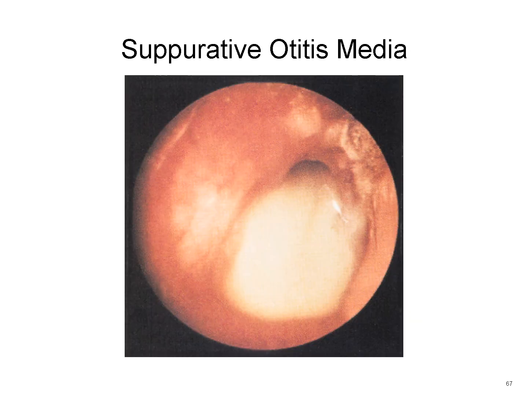Suppurative otitis media involves infection and the buildup of pus behind the eardrum. Symptoms include fever, pain, hearing loss, and sometimes ear drainage. The condition is typically caused by bacteria, especially after upper respiratory infections. Timely treatment with antibiotics and sometimes surgical drainage is critical to prevent complications like mastoiditis or hearing impairment.